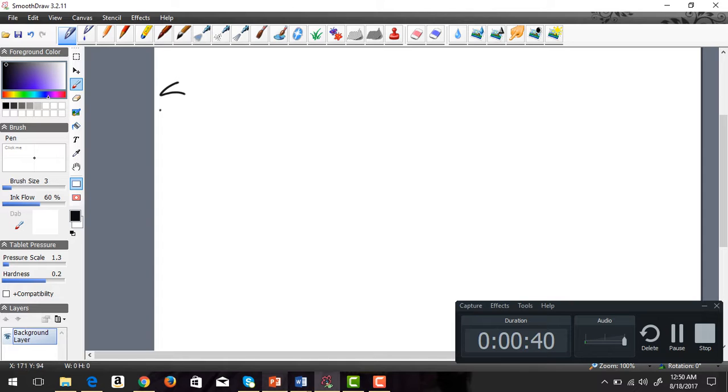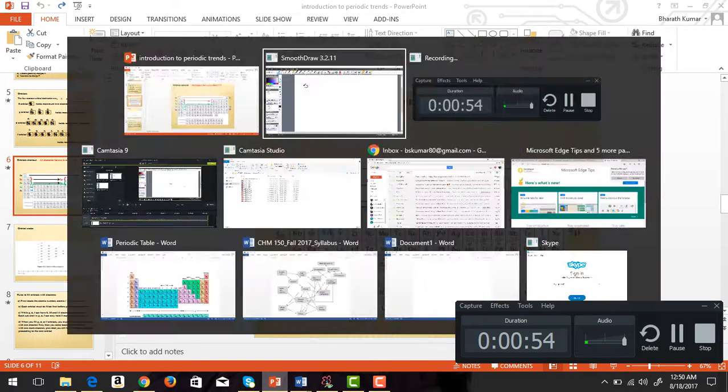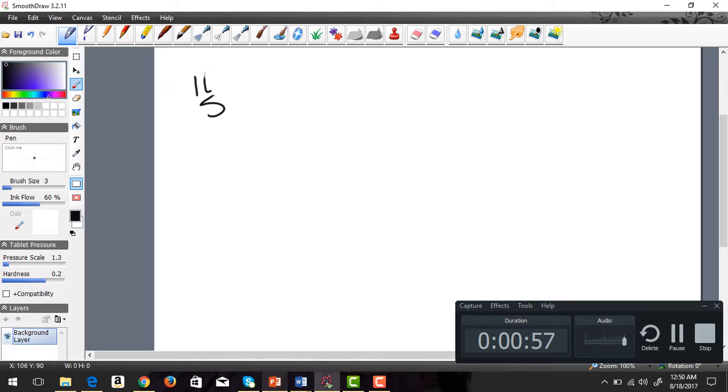Okay, I guess I gotta erase it. All right, so we got sulfur. If I go to the periodic table, I notice sulfur's atomic number is 16. And what does that 16 mean? We got 16 protons and 16 electrons, right? Again, we're writing the sequence primarily for the electrons, not for the protons or the neutrons.